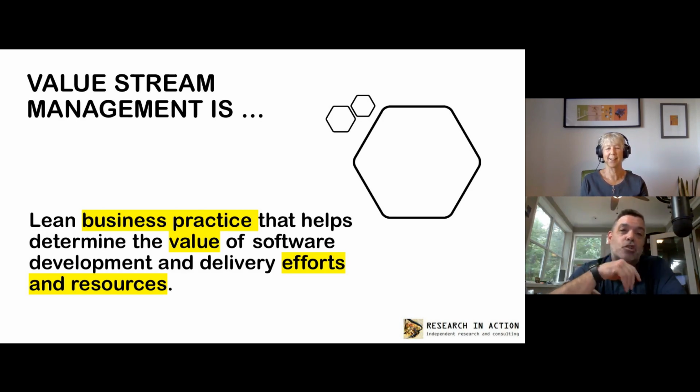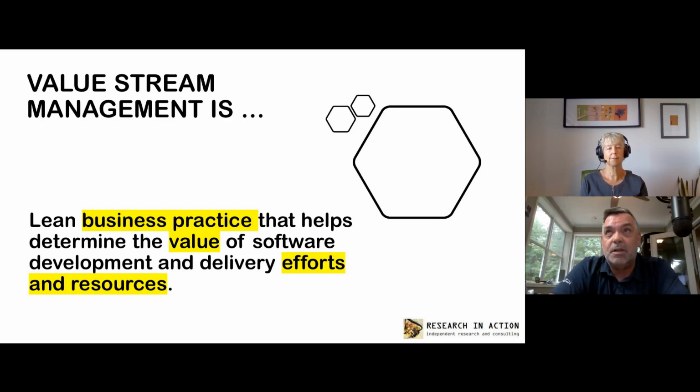Yep. My definition is just a little bit different, but it's the same definition at the heart of what it is. It's the steps and processes. Well, that's what a value stream is. But value stream management is a principle of looking at your value stream and determining how to be more efficient, drive higher quality, increase value through it, all of those things.